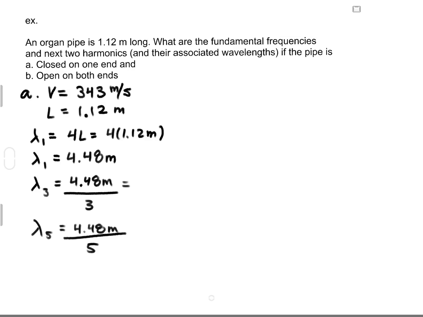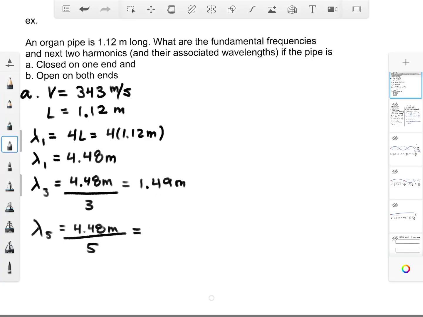So that one is going to be equal to 4.48 divided by 3, approximately 1.49 meters. And this one is going to be 4.48 divided by 5, approximately 0.896 meters. Take a look at these numbers. As our frequency gets bigger and bigger, we see that our wavelength is getting smaller and smaller. That makes total sense with what we know is the behavior of waves. Higher frequency, lower wavelength, and vice versa.